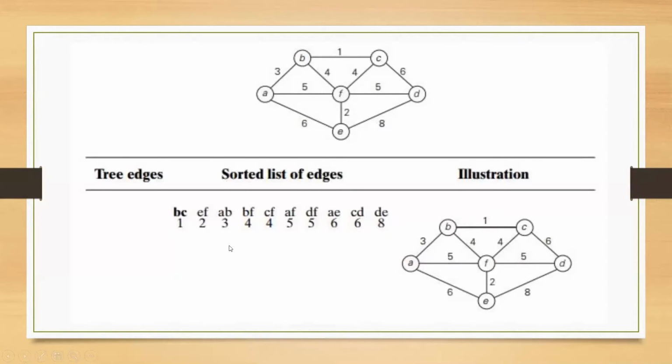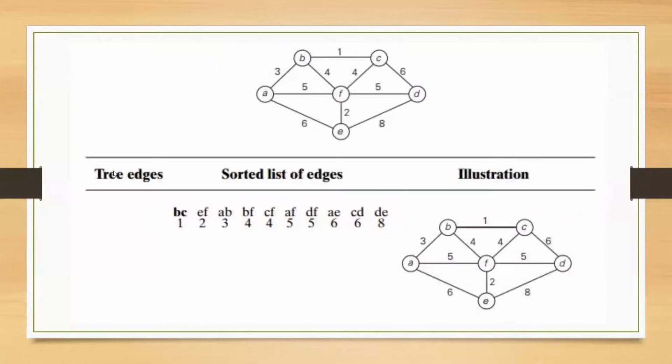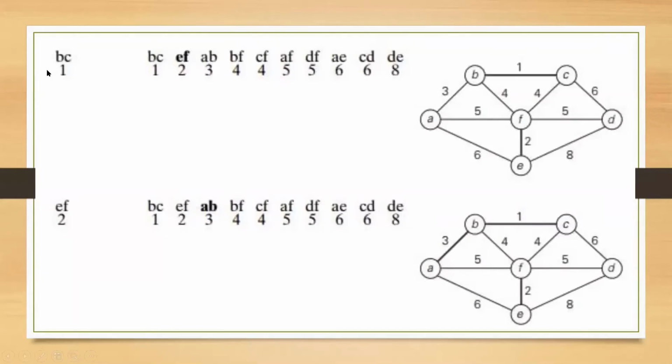Now what is the next step? Since we have considered BC, the next step is the first column. In the first column, you have to specify that you have chosen BC to be the edge. What is the first column? First column is tree edges. The first tree edge, spanning tree edge that you are considering is BC.